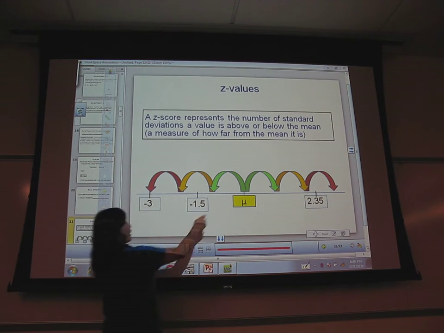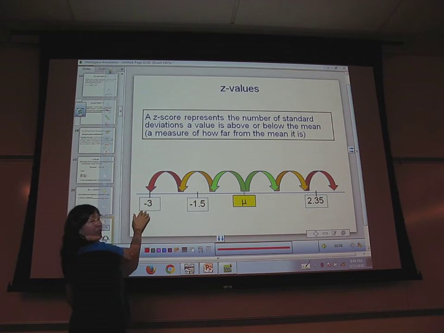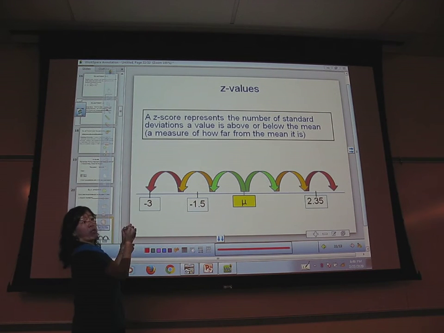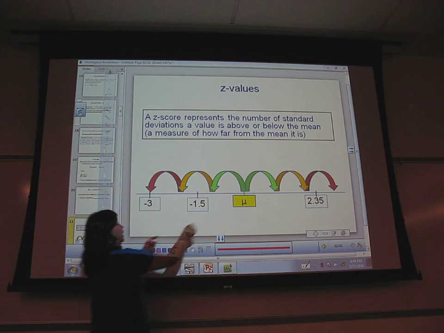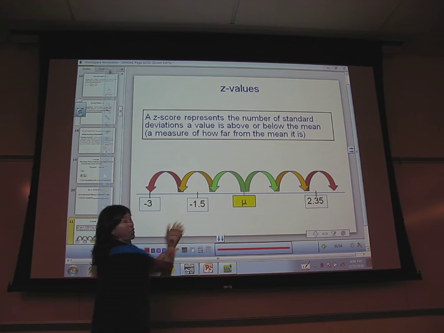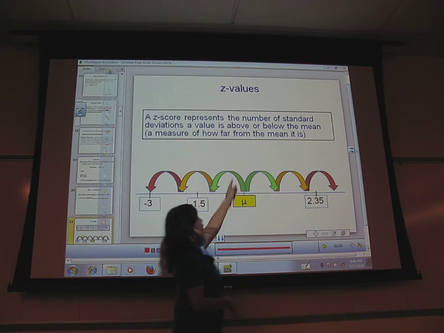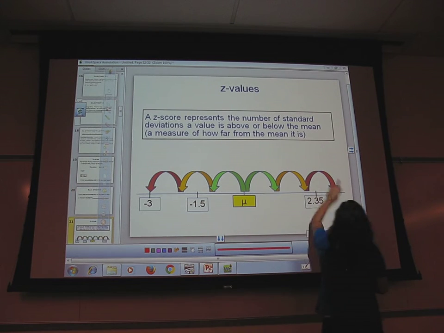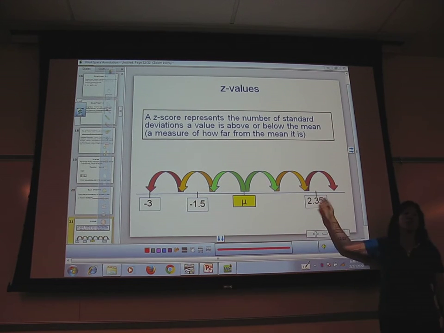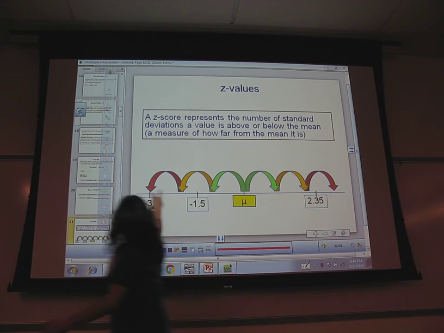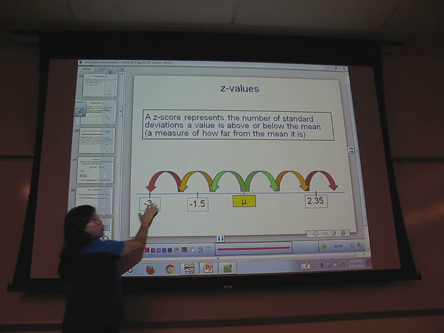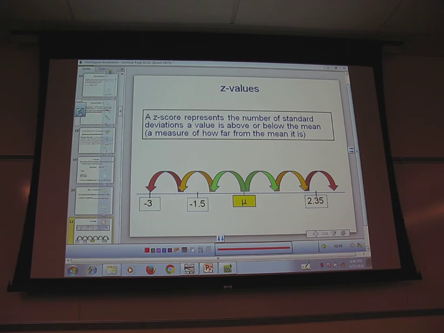And again, it could be a whole number right here, like this guy here. He is 3 standard deviations below the mean. His z-score is -3. This guy is 1.5 standard deviations below the mean. His z-score is -1.5. This guy is 2.35 standard deviations above the mean, so his z-score is positive 2.35. But you can't use these guys unless they're whole numbers. You kind of have to find the actual z-score itself.